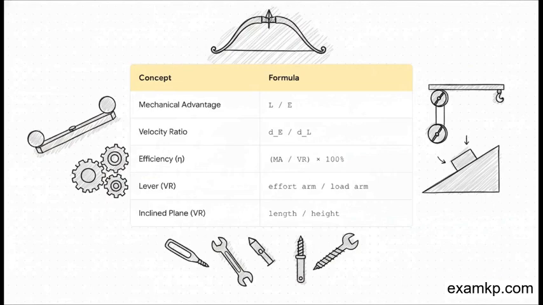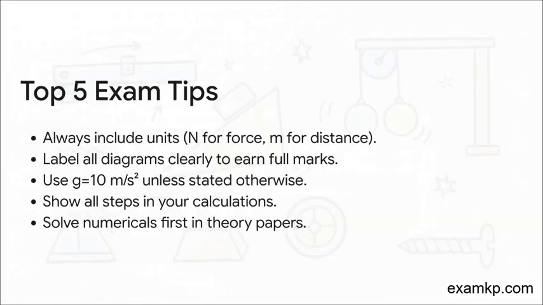Okay, and before we finish, my top 5 exam tips. 1. Always include your units. Newtons, meters, whatever. Don't lose easy marks. 2. If you draw a diagram, label it. It makes you look smart and gets you points. 3. Assume gravity G is 10 unless the question tells you something else. 4. Show your working. Even if your final answer is wrong, you can get marks for your method. And 5. In a theory paper, I always tell my students to do the math questions first while your brain is fresh. Trust me on that.